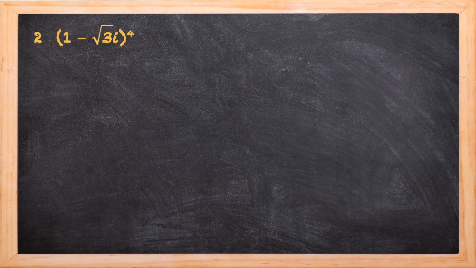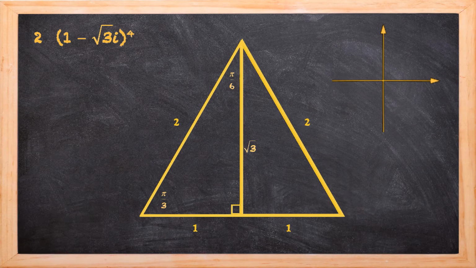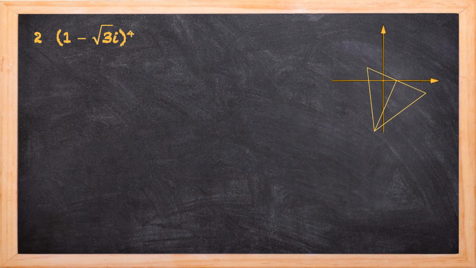So let's now move on and have a look at question 2. Again, we've got 1's and √3's. That would imply the equilateral triangle of side 2 chopped in half. And the orientation this time is slightly different from the last example. And there we go. So you can see 1 along and √3 down. So this point down here represents the complex number 1 − √3i.